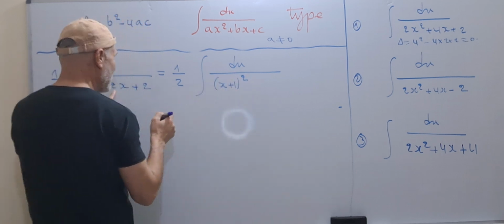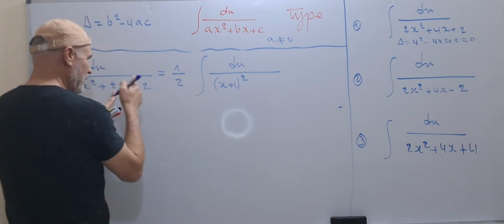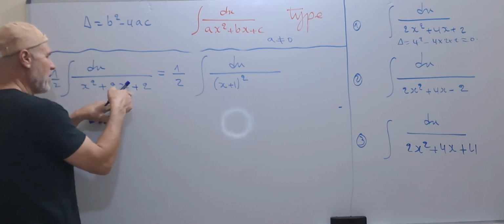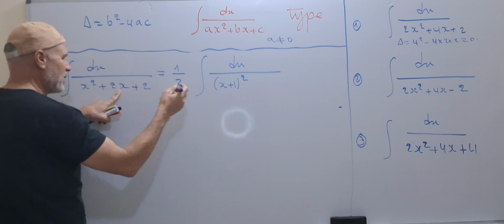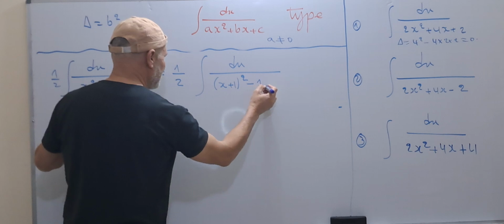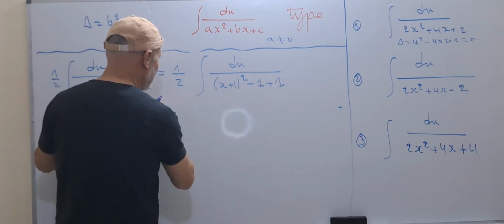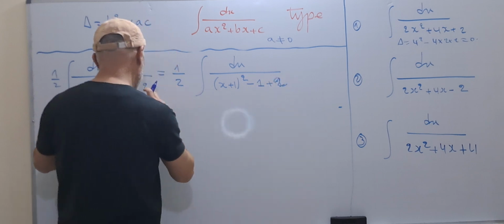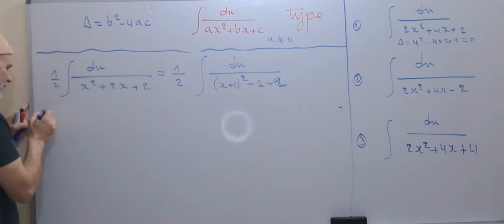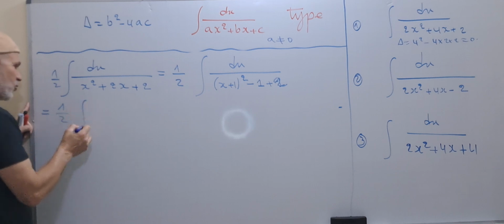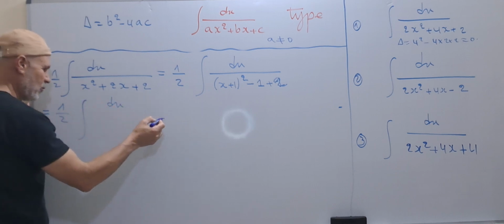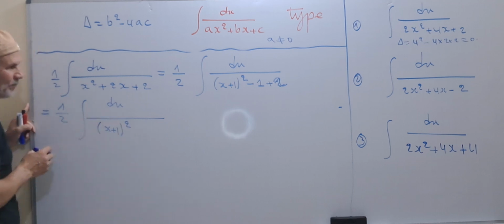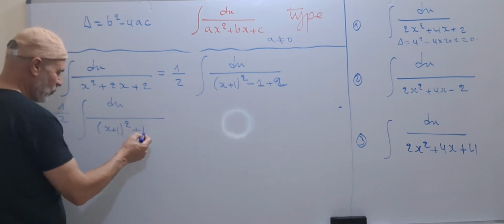square, so it gives us x squared plus 2x plus 1. So here we have this minus 1 plus 1, this one, plus 2, this one, which gives us 1 over 2, the integral dx over x plus 1 square plus 1.